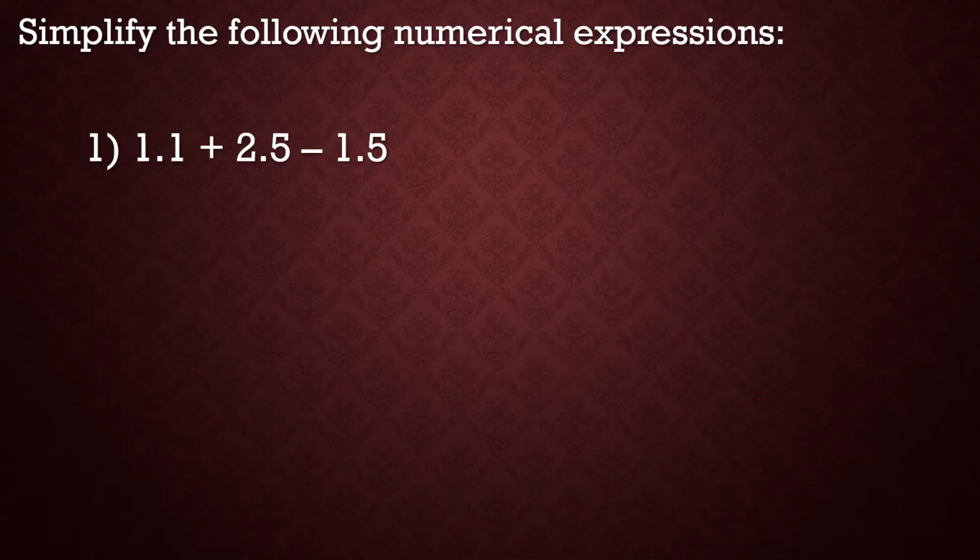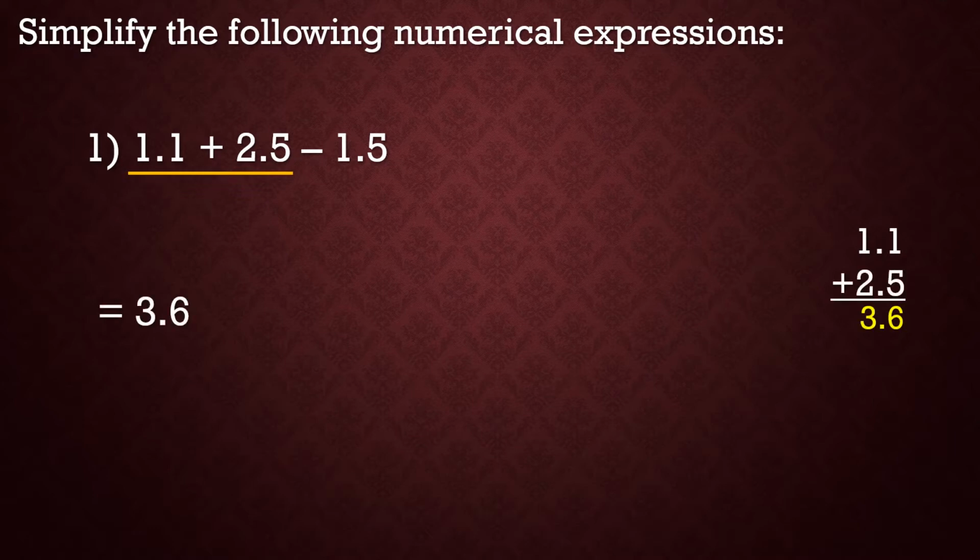Simplify the following numerical expressions. Question number 1. 1.1 plus 2.5 minus 1.5. See, in this question, only two operations are given, addition and subtraction. And we know that according to DMAS, we solve addition or subtraction whichever comes first from left to right. Here, addition comes first. So let's do the addition. 1.1 plus 2.5, we get 3.6. Then write minus 1.5 as it is. Now do the subtraction. 3.6 minus 1.5, we get 2.1. So the answer is 2.1.